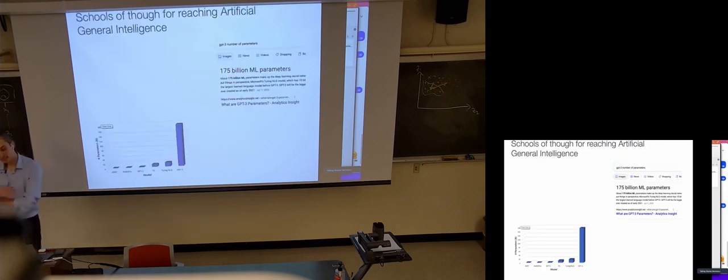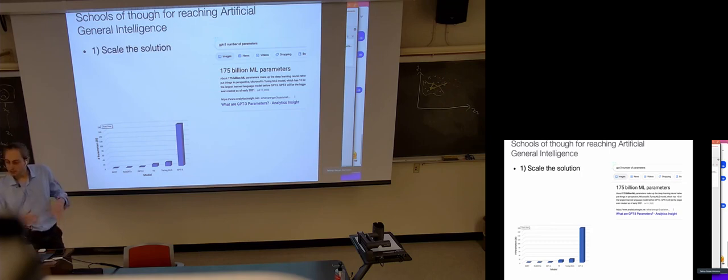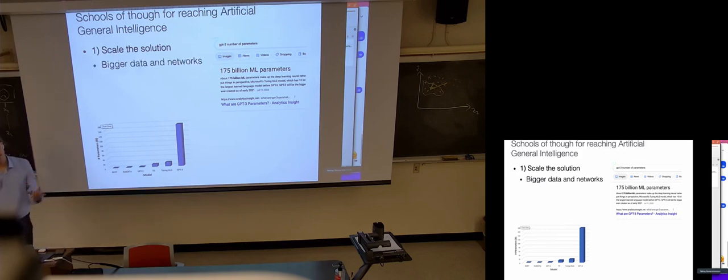And I'll just end this by telling you the schools of thought on how we can achieve this. Currently, I would say there are maybe two or three schools of thought on how we can achieve artificial general intelligence that researchers currently believe in. One of them is this idea of scale: we scale the solution. This has been the main school of thought in the last decade. We scale by having bigger data and bigger networks. Basically, we increase the training datasets to millions, billions of images. We increase the number of parameters to billions and so on.